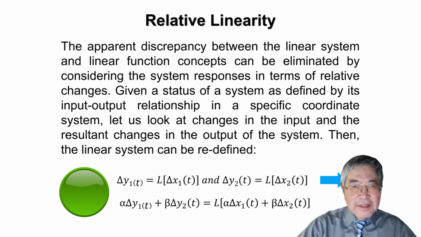How do we reconcile this apparent discrepancy between the concept of a linear system and a linear function? Clearly, the inconsistency comes from how we define the baseline. We can resolve this by focusing on relative changes rather than absolute values. What do I mean? Imagine a system where the input-output relationship is tied to a specific coordinate system or reference point. Instead of looking at the absolute input and output values, we examine how changes in input produce changes in output. This approach allows us to apply linear system theory even when the system's baseline isn't aligned with the origin.